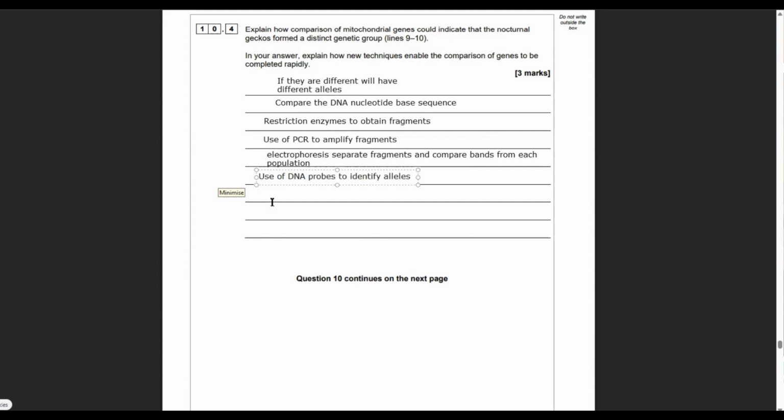We can compare the thickness and the position of the bands to the ones from the diurnal, or to whatever other comparisons we want to make. We can use DNA probes with radioactive isotopes, or fluorescent ones, to identify specific alleles that would be found in the diurnal and the nocturnal, and see if they contain the same alleles. We could also use the gene machine as well. I forgot about that one.